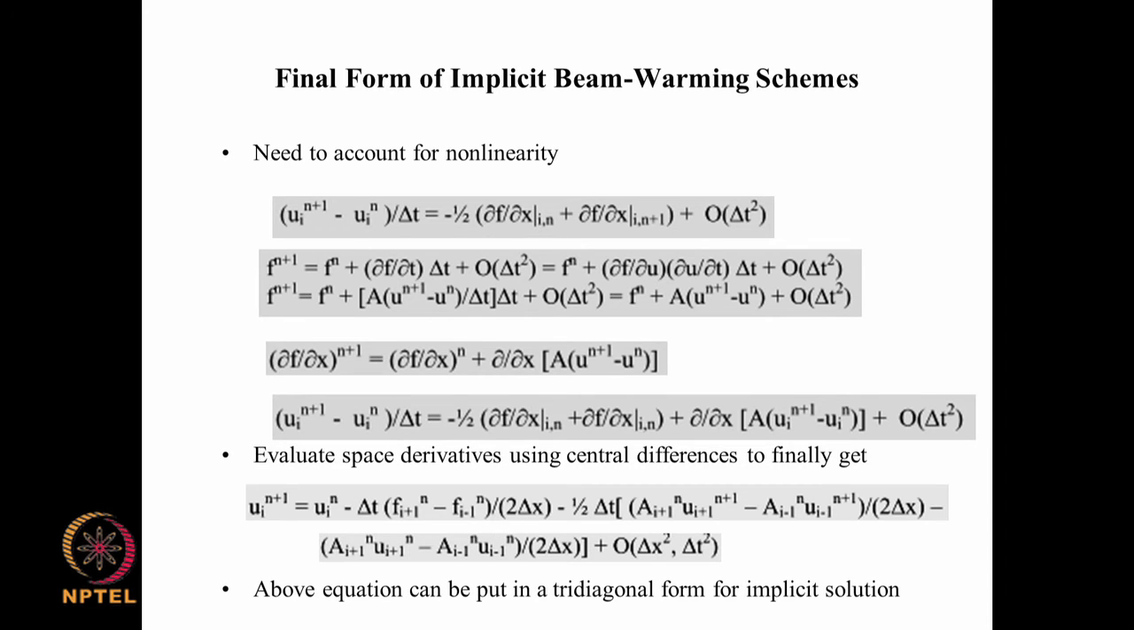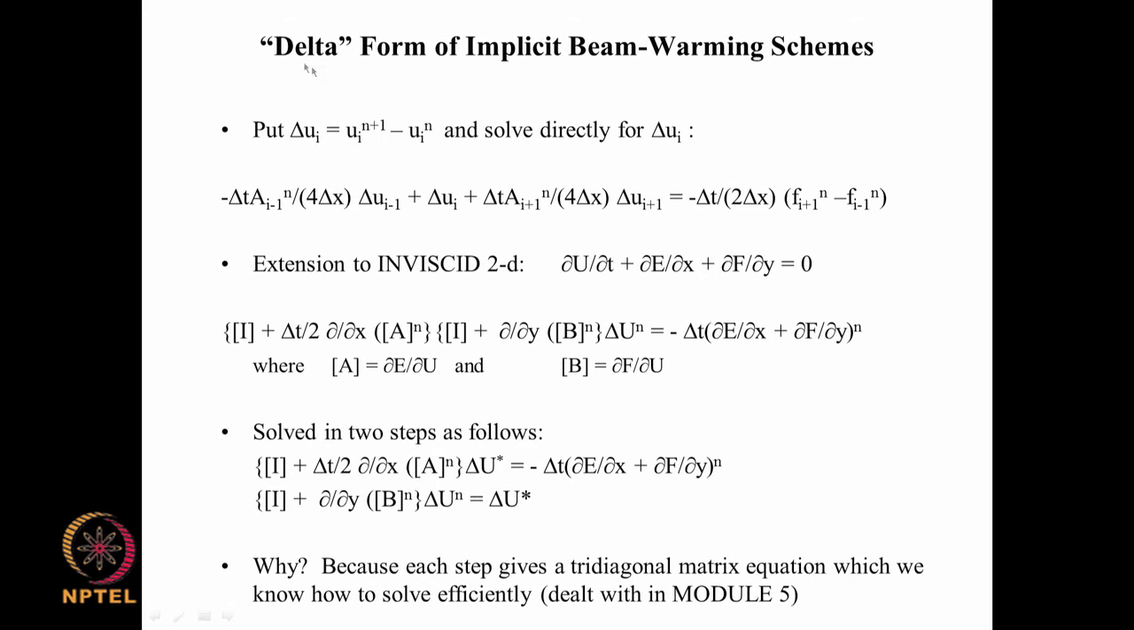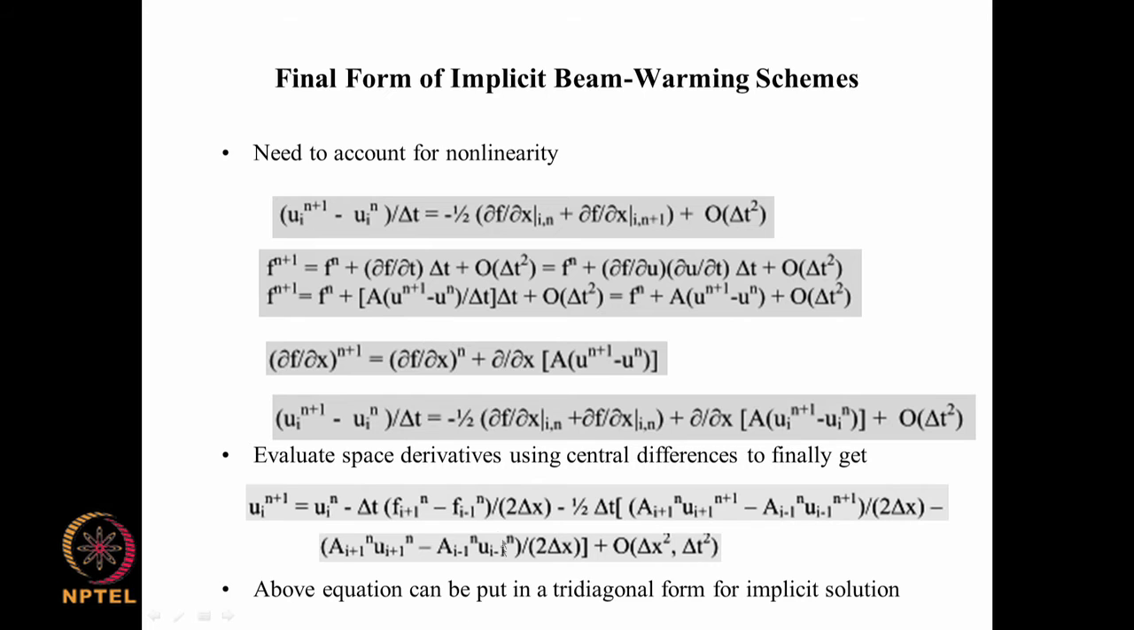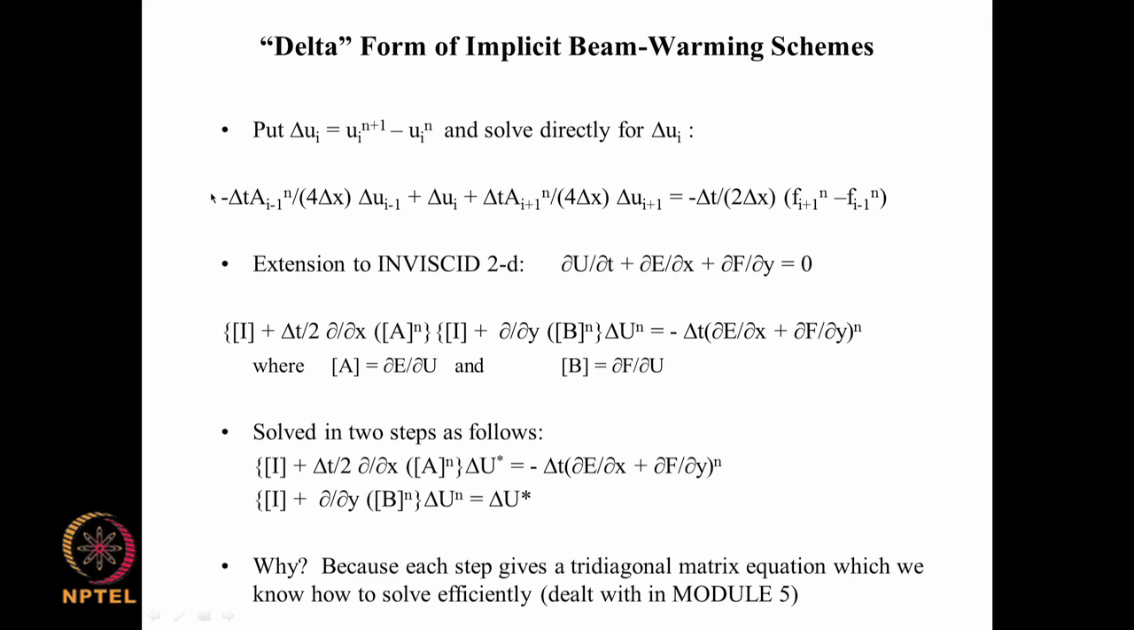Now, there is a special form of this called the delta form, which is actually more convenient to write and evaluate when we look at the extension of this for 2D and 3D problems. So, we define delta u_i as u_i^(n+1) minus u_i^n. We can also keep it like this and rewrite this equation in this particular form.